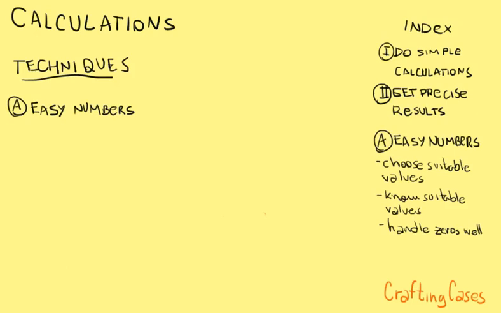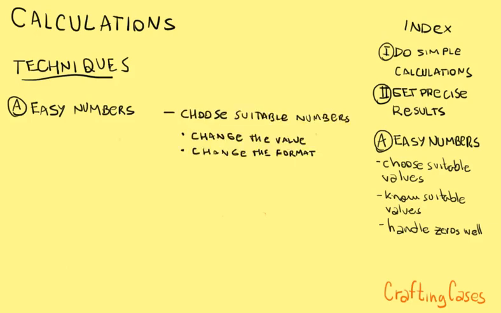Now, let's go over a few useful techniques that I hope will help you in your practice. The first group of techniques I like to call easy numbers. It means you should try using numbers that will make your calculations easier. I can think of 3 techniques in this group, and they are choosing suitable values, knowing suitable values, and handling zeros well. These techniques are not divided in a messy way, nor are they supposed to be. This is just a simple, helpful way to organize them.